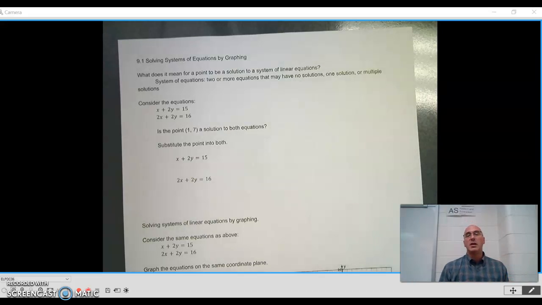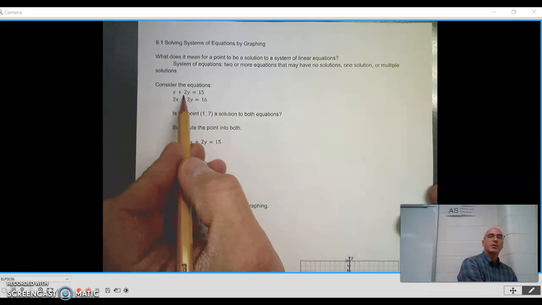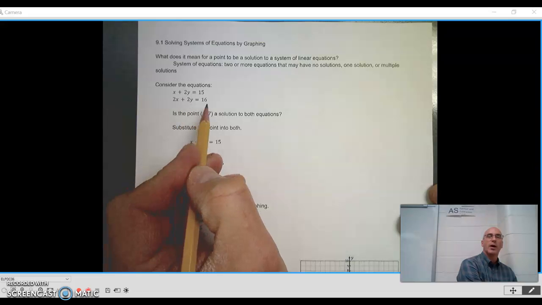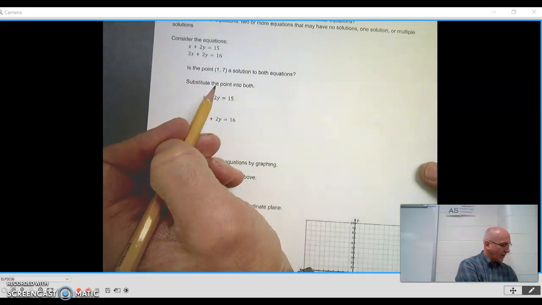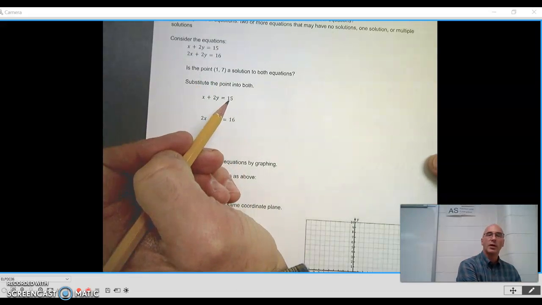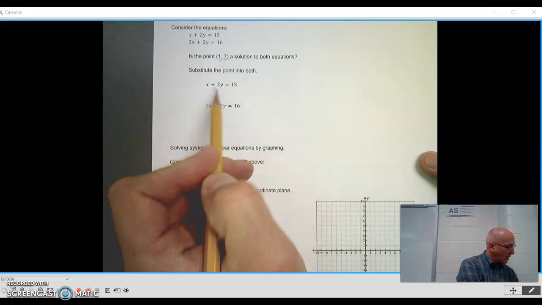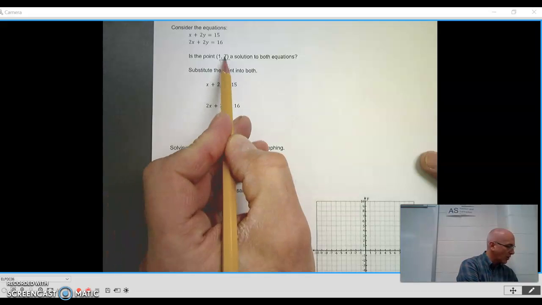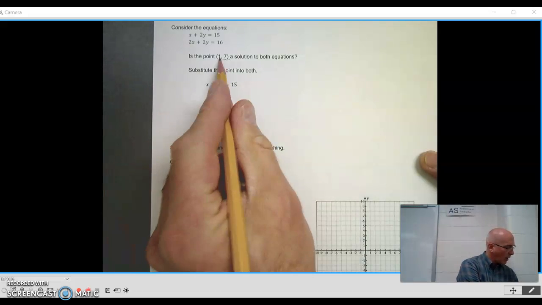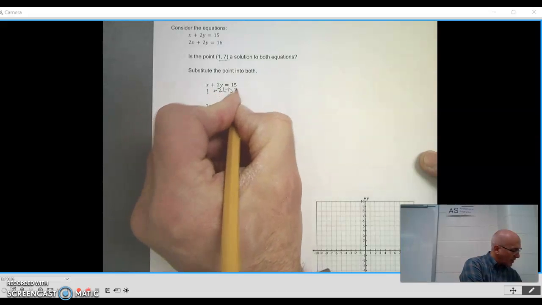But first of all, what does it mean for a point to be a solution to a system of equations? Let's consider these two equations: x plus 2y equals 15, and 2x plus 2y equals 16. The question is, is the point (1, 7) a solution to both equations? The first thing we are going to do is substitute this point into both equations. The x coordinate goes to the x and the y coordinate goes to the y. So if I put in (1, 7), I substitute the 1 here and then the 7 here.